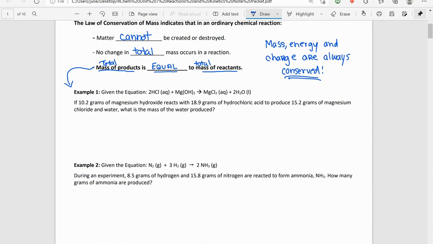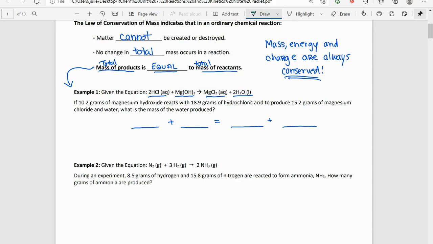So in these two examples, you're going to be given the equation. You're going to be given the masses of the reactants and products, and then there will be one mass that will be missing. And using the law of conservation of mass, we're going to be able to solve for it. So in this given equation, we have two reactants, and it's producing two products. So I'm going to say that the total mass of those two reactants has to be equal to the total mass of the two products. Okay, that's the idea of this law of conservation of mass.